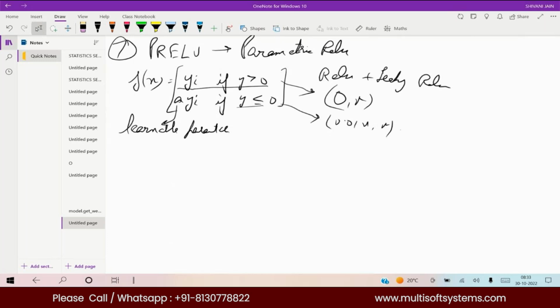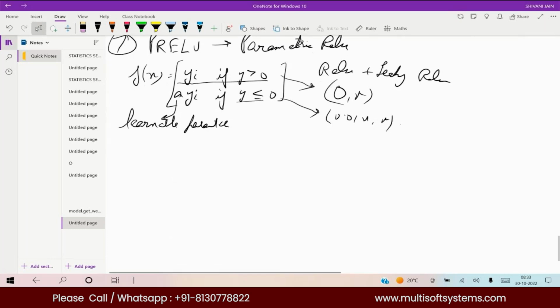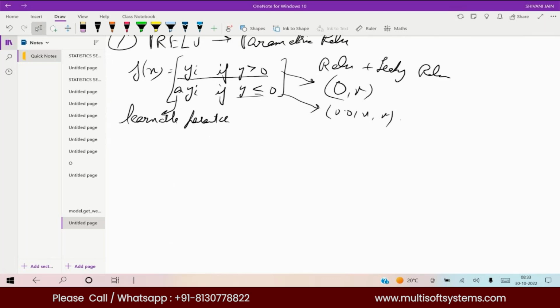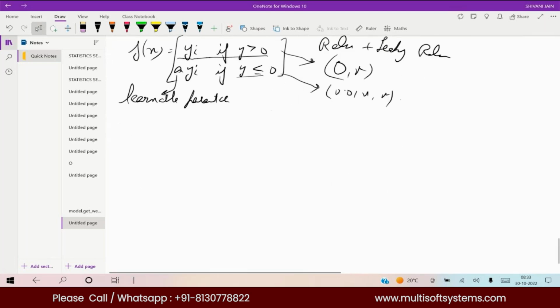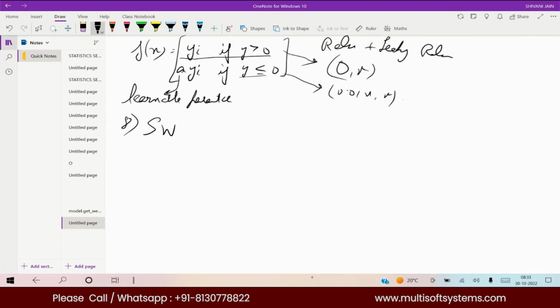Now next is swish, and one is maxout. These are not very frequently used, but still we can discuss. So 7 are done. Now the 8th is swish, a self-gated function. It is called a self-gated function.